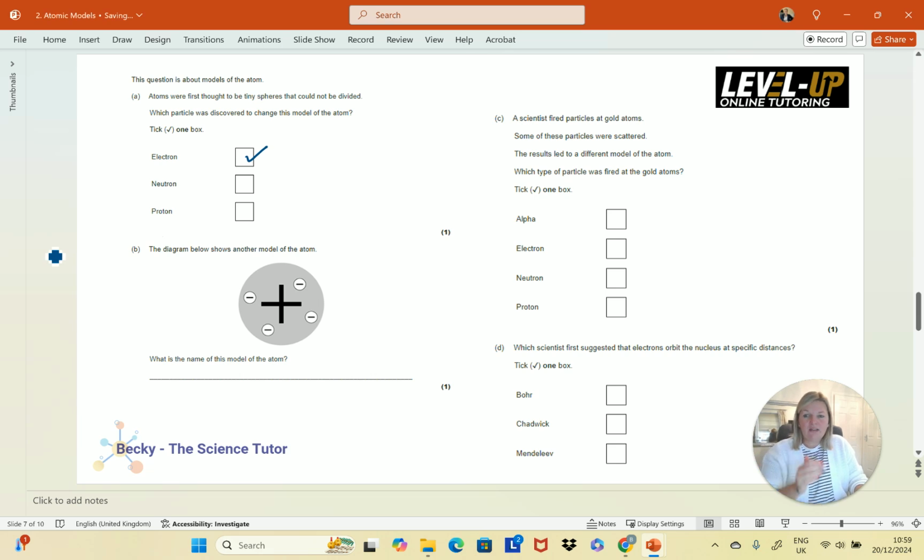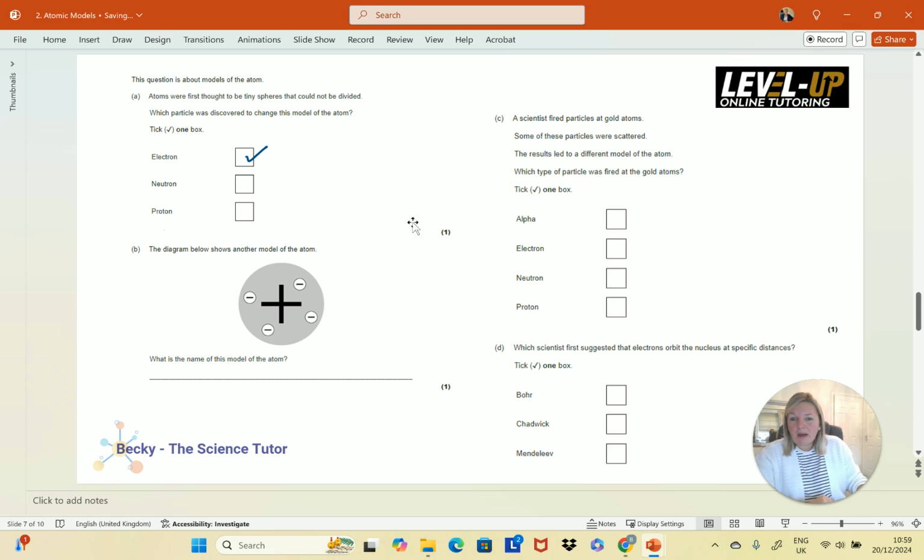If you tick the incorrect box, please make sure that you make it really obvious. Yeah, if I ticked neutrons first, make sure it's really obvious that I no longer want that. In an ideal world, you'll do it in pencil and be able to rub it out. Not going to happen, is it? You're going to do it in your pen. Just make it really obvious that you don't want that one, because if you then tick a second box, you will negate your mark, you'll lose your mark. So just be careful how many boxes it wants, make sure you only tick the right amount.